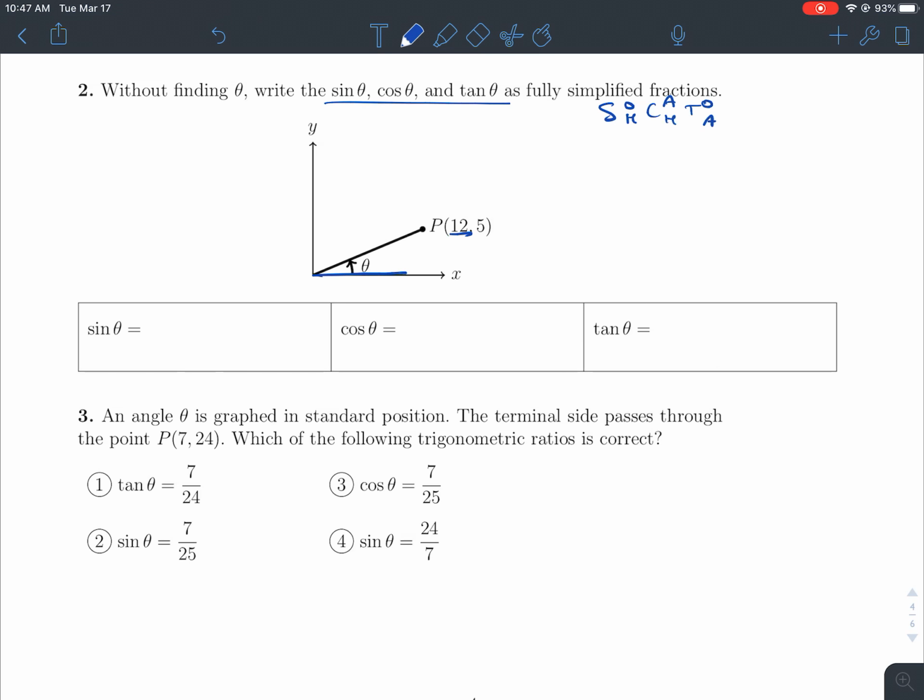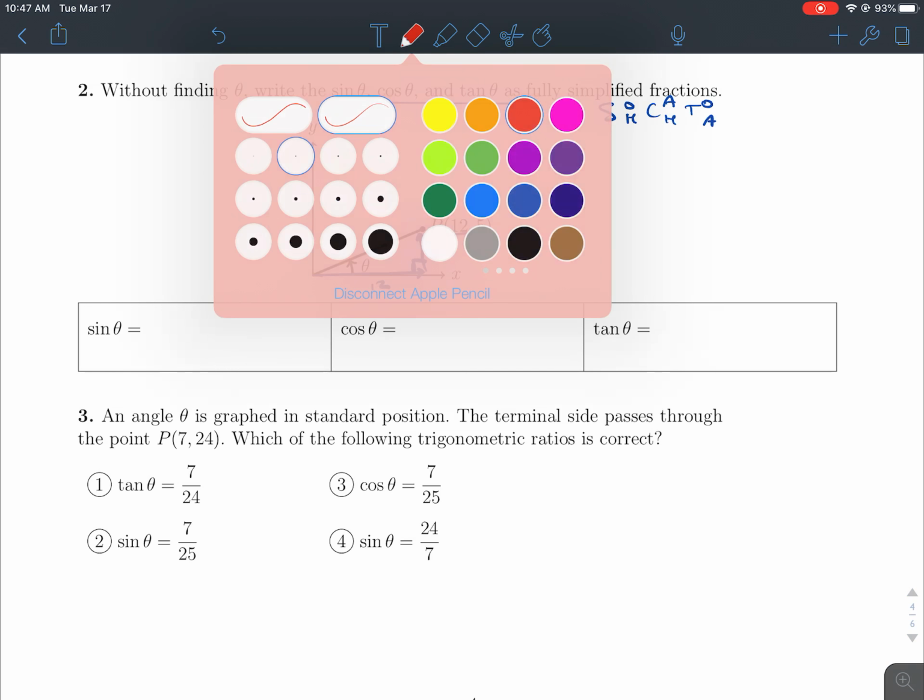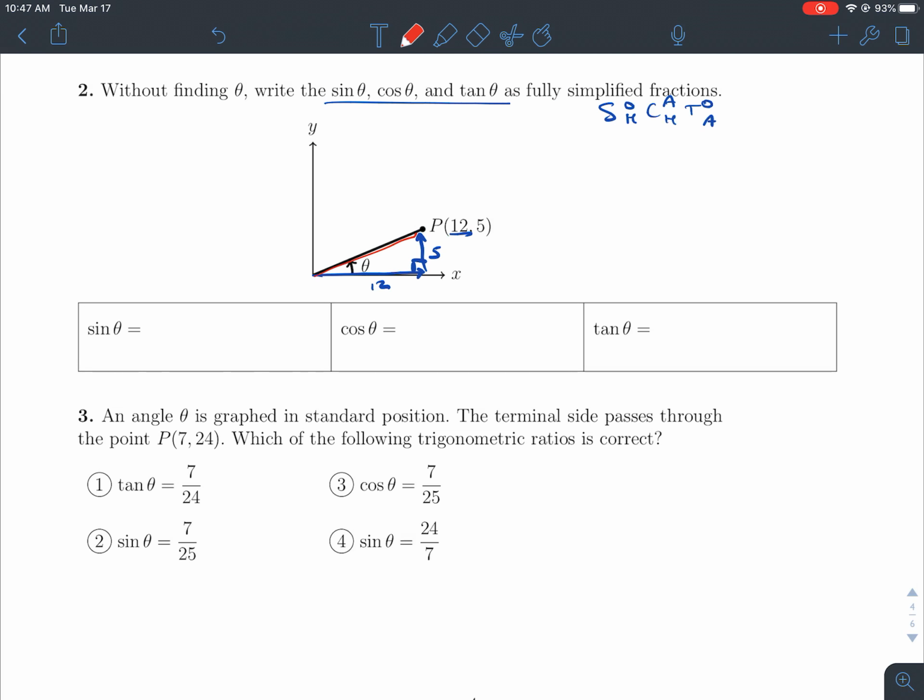So if we draw our triangle here, we go 12 units in the x direction, and then 5 units in the y direction to graph this. And that creates our right triangle. But what makes this one a little more challenging is they didn't actually tell us the distance here. They didn't tell us the hypotenuse. So I'm going to put an x there.